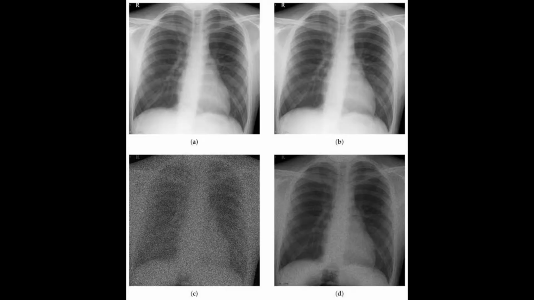What causes quantum noise in radiography? Quantum noise, also called quantum mottle, is the main and the most significant source of noise in plain radiography. It is a random process due to fluctuations in the number of photons reaching the detector from point to point.